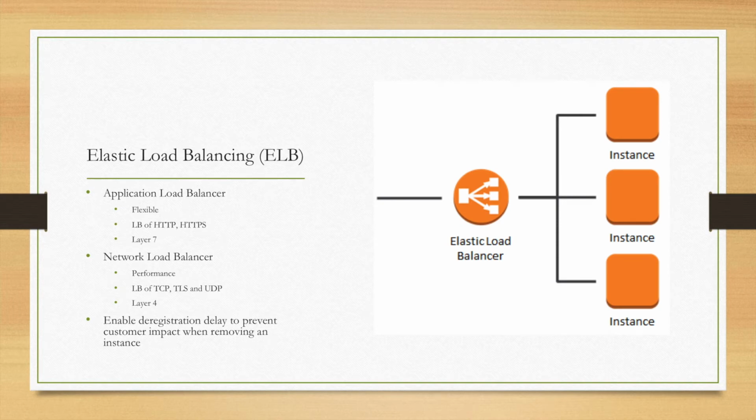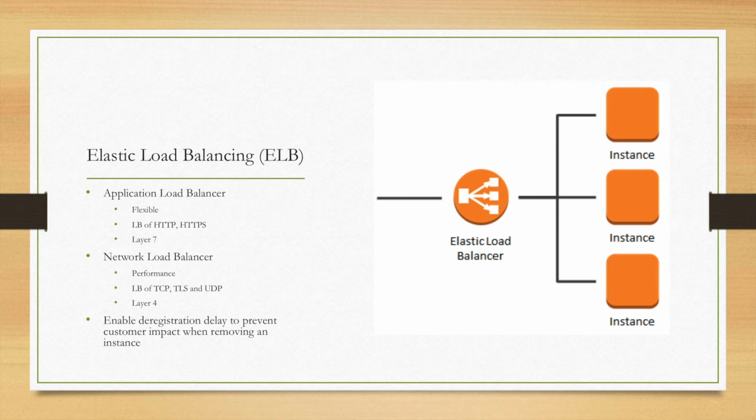The first solution at the application level is to use ELB, Elastic Load Balancing. There are mainly two types of ELB. One is the application load balancer, the other is the network load balancer. The application load balancer is layer 7, and it load balances HTTP and HTTPS traffic. Using this load balancer is very flexible for your applications.